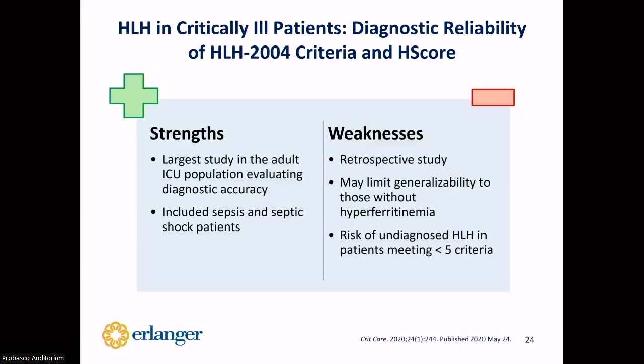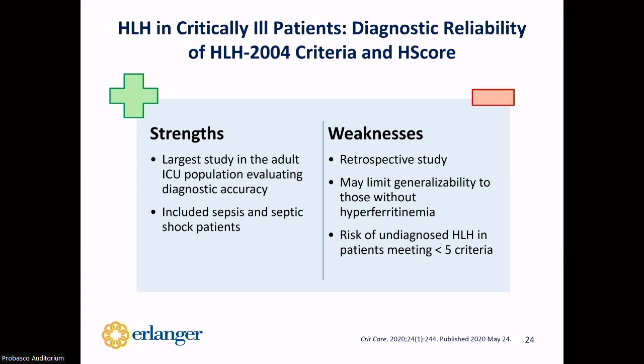So I like this study because it was the largest study in the adult population that evaluates the diagnostic accuracy, which was previously very understudied and continues to be understudied. I love that they included things that we're probably not going to be able to rule out, including sepsis and septic shock in these patients. However, this was a retrospective study. You don't have to have hyperferritinemia to be included for one of these scores.